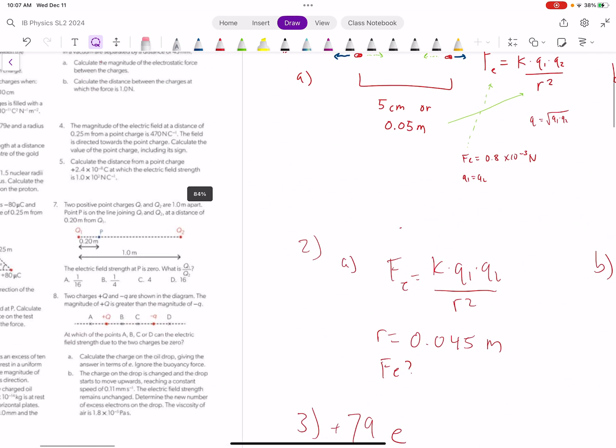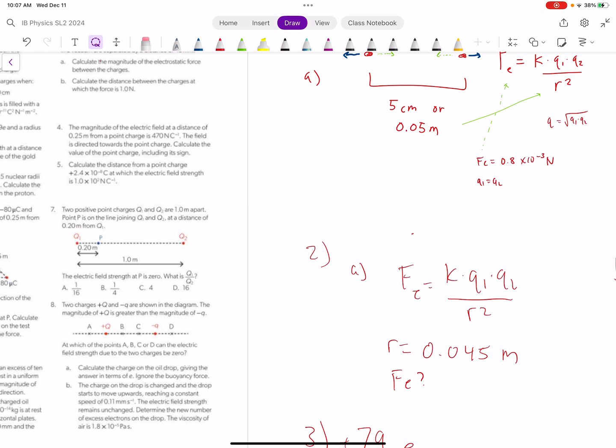Let's read the question again just to make sure we've got everything. Yeah, it's a really short question, so that one doesn't seem too complicated. It's just more practice, basically.